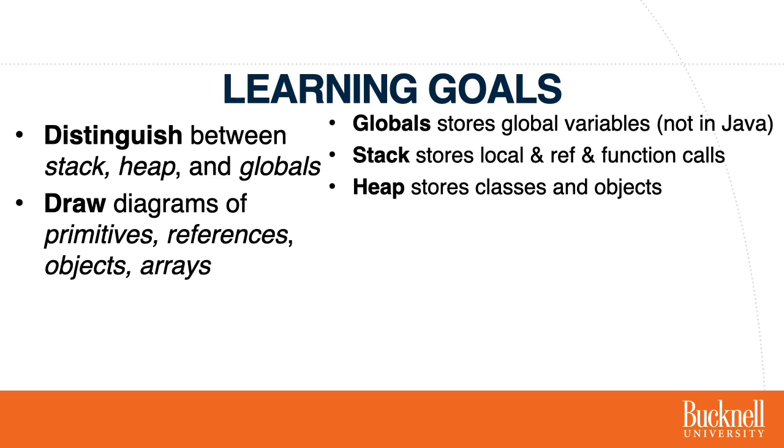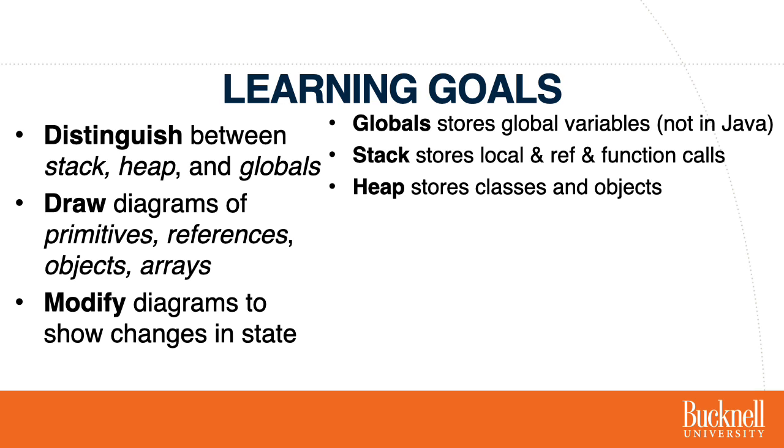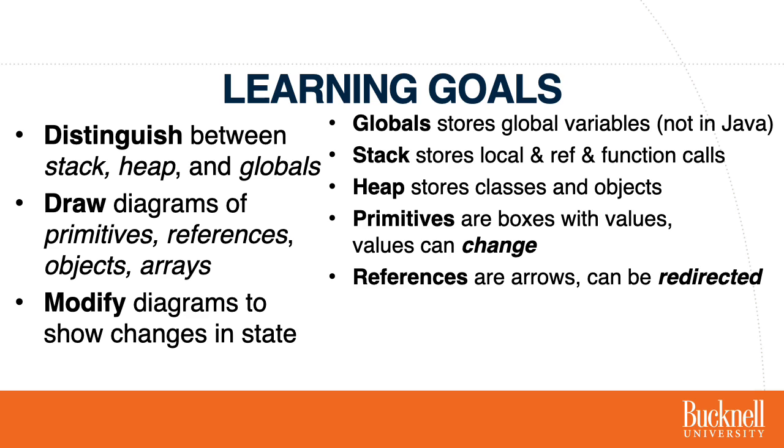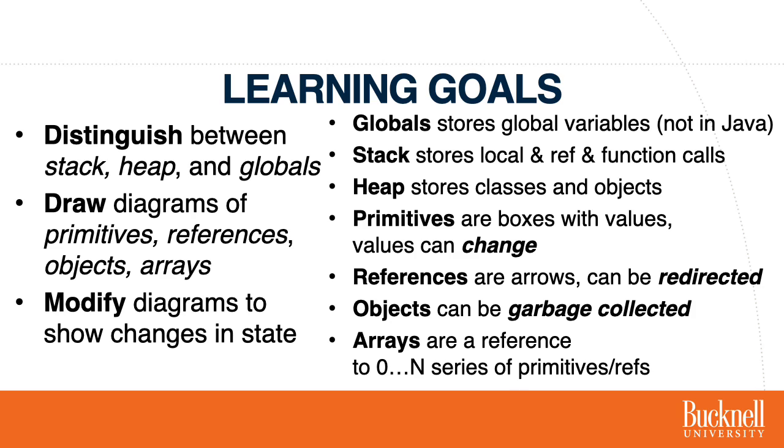We learn to draw diagrams of primitives, references, objects, and arrays, and to modify those diagrams to show changes in state. Primitives are boxes with values, and those values can change. References are arrows, and those can be redirected. Objects can be garbage collected when there are no arrows pointing to them. Arrays are a reference to a 0 to n series of primitives or references.